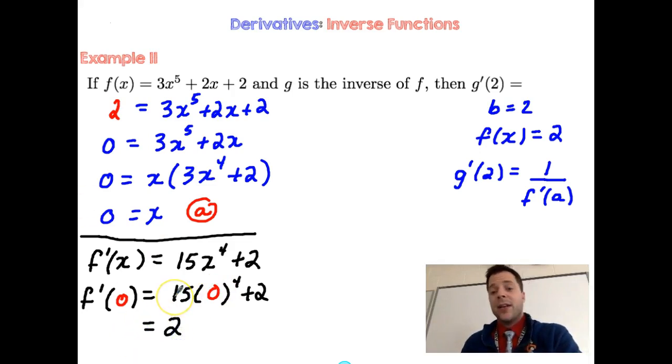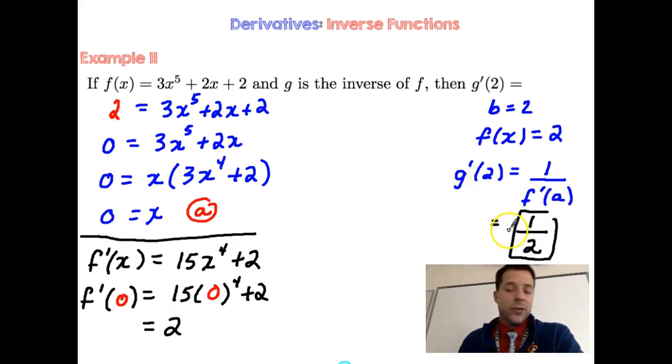That's not the end though. We need g prime of 2. So g prime of 2 is equal to 1 over f prime of 0. F prime of 0 is right here. That's 2. So our answer now is 1/2. So g prime of 2 is 1/2. Okay, that's the slope of the tangent line for the inverse function at 2.